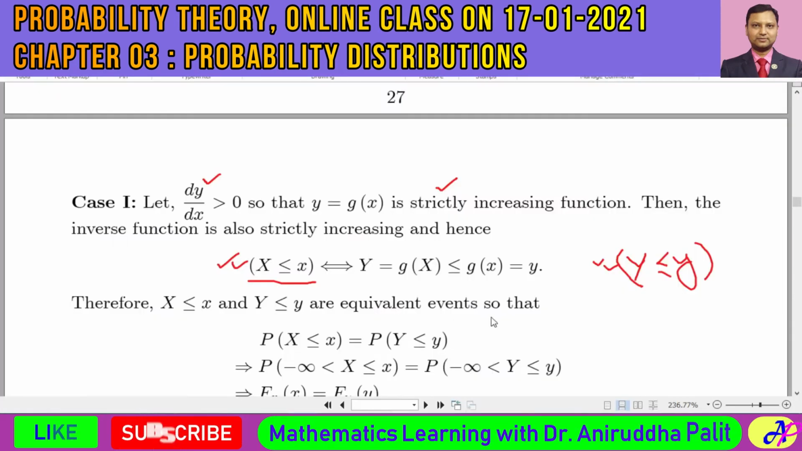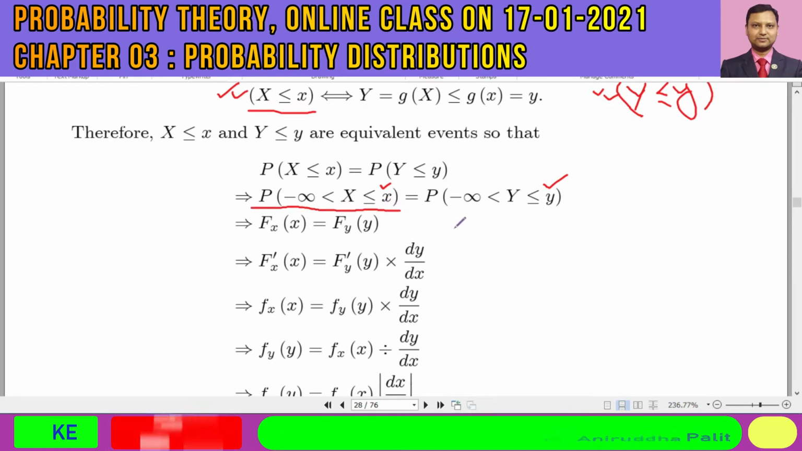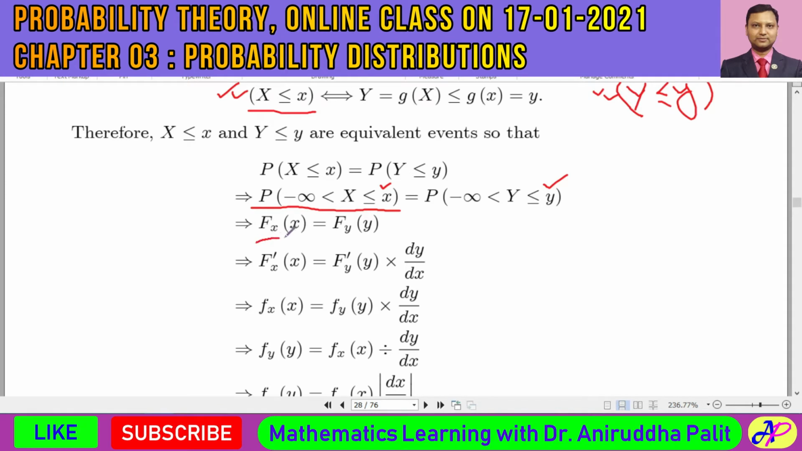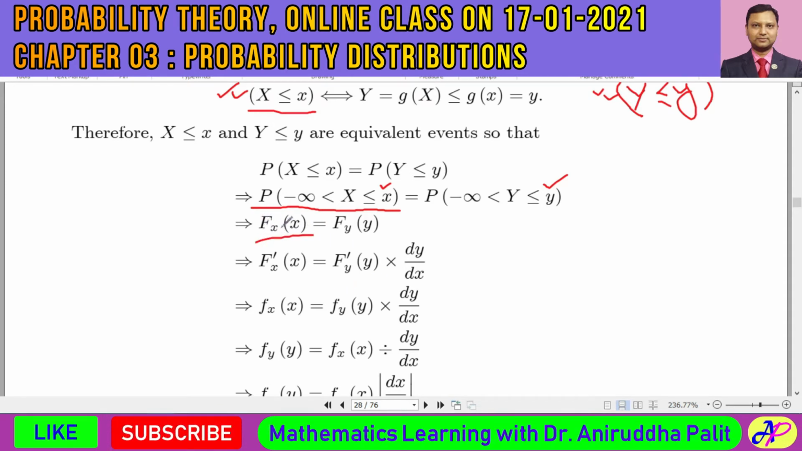Let me show you from this file. So we can say that the probability that minus infinity less than capital X less than or equal to small x should be the same as the probability that minus infinity less than capital Y less than or equal to small y. And what are these two quantities? These are actually the distribution functions of X and Y. This is the definition of the distribution function: the probability that minus infinity less than capital X less than or equal to small x is the distribution function of X, and we represent it as capital F suffix X of x.